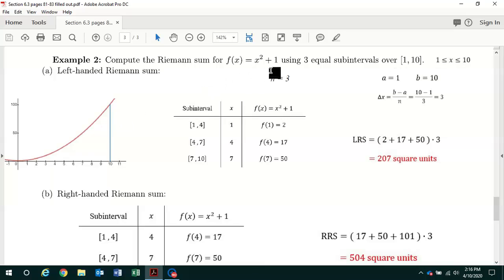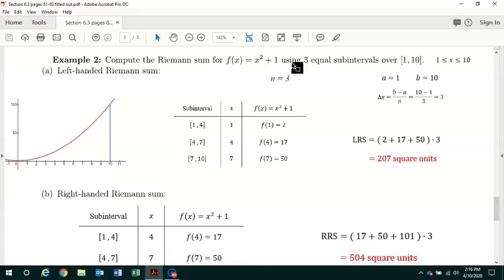So the function is f of x equals x squared plus 1. This is the graph of the function f of x in red here, and we're going to estimate the area under this curve and above the x-axis from x equals 1 to x equals 10. I have a vertical line here at x equals 10. So this is the area that we're going to estimate.